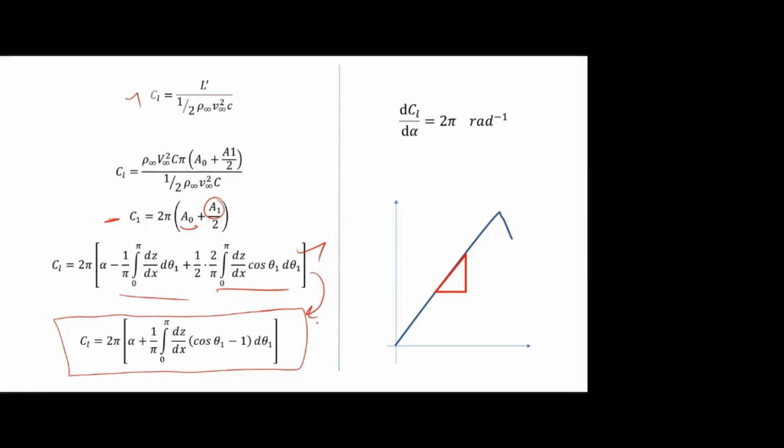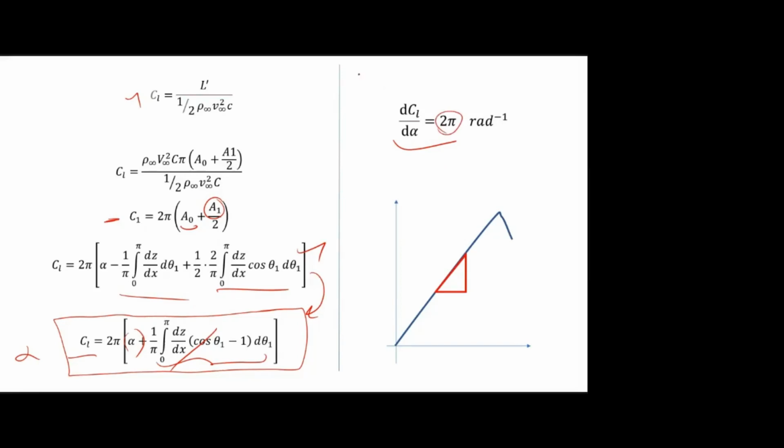Okay, so now we found CL. Here they found the lift slope also, dCl by d alpha. Simply this equation you have to differentiate with respect to alpha. So here there is no alpha term, so this is 0, and only here alpha is there. So dCl by d alpha is 2 pi.